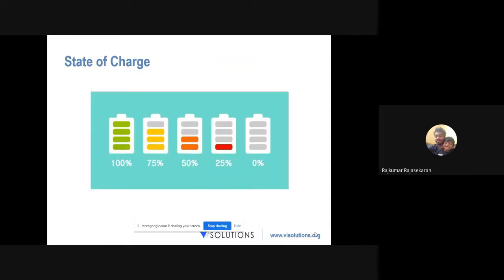And we all know what state of charge, or SOC, is. It is the percentage of charge available compared with the total capacity of the battery. If the total capacity of the battery is, say, 1 kilo ampere hour, how much is available as of now? That's going to be the state of charge. It depicts how much charge is available inside the battery, and how much further it can go.